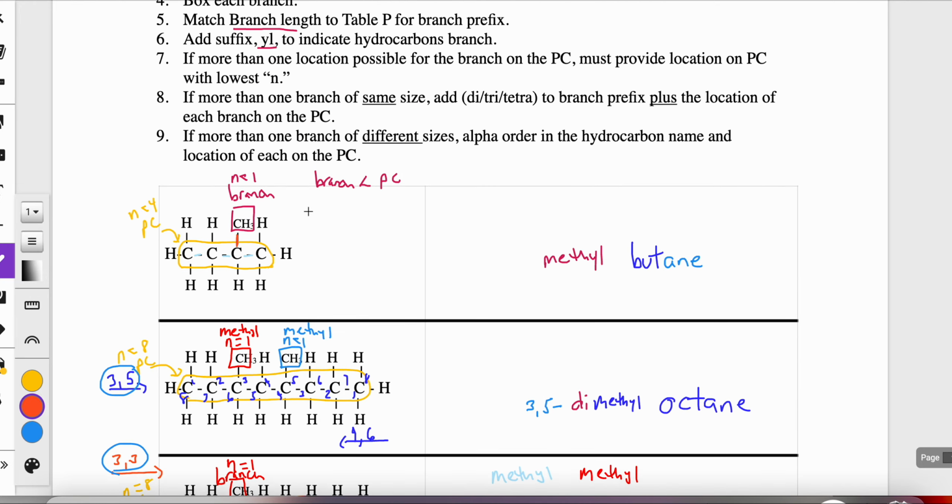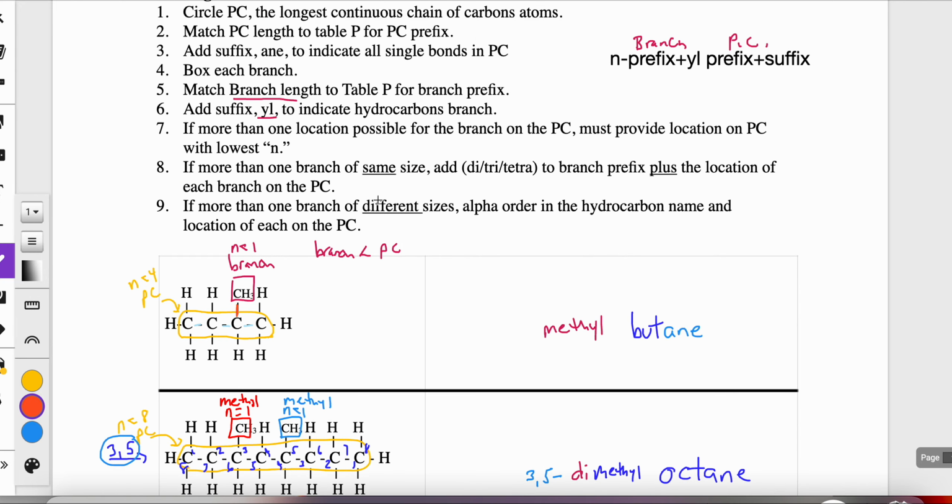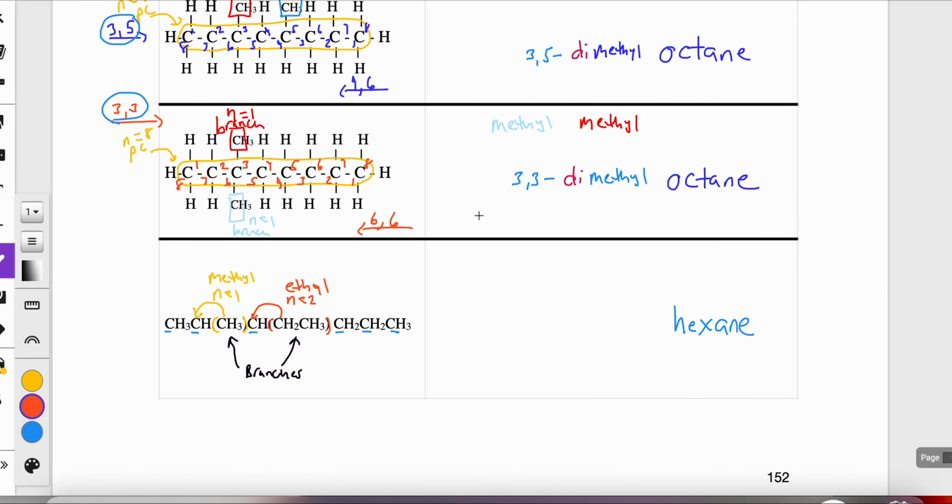So when I go up here and look at the rules, okay, if more than one branch and they are different sizes, put them in alpha order. Well, alphabetically, E comes before M. So in the name, I would put ethyl first, followed by methyl. So I have an ethyl branch and a methyl. Can't condense this down to di because they are different sized branches.